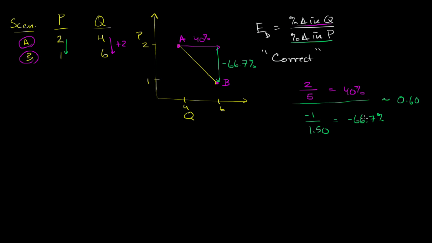Now, what's cool about this, or what's useful about this, and this is the reason why we economists do it, is you would get the same answer whether you're going from A to B or whether you're going from B to A. So this is the situation where we're going from A to B.